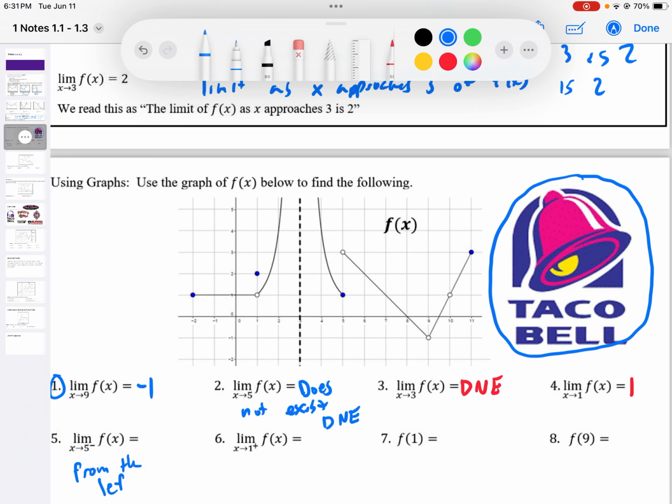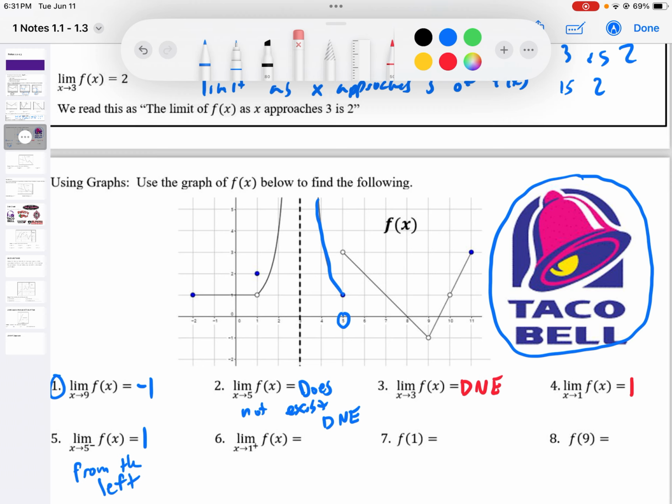So this one, we don't have to really worry about meeting up with our friend. It's just saying, what are the y values getting closer to as x approaches 5? So here's 5 from the left. From the left, it looks like the y values are getting closer and closer to 1. So we just say 1. I'm not worried about meeting up with my friend at Taco Bell on just the left-hand, the one-sided limit. That's what that's called, just from the left.